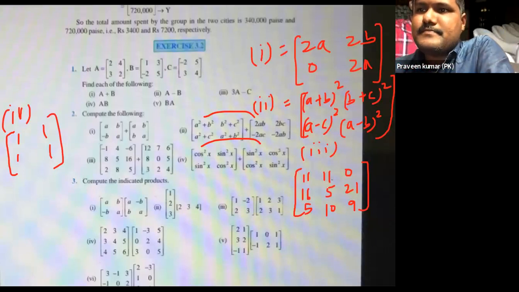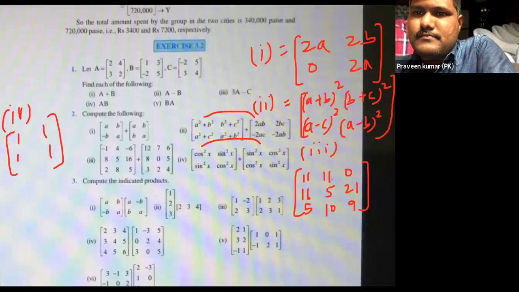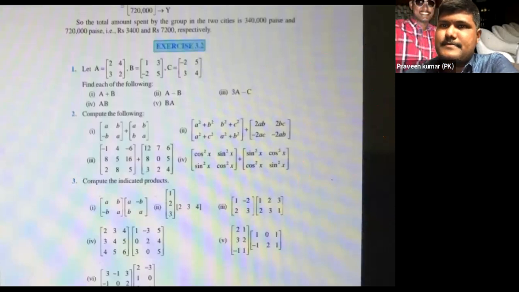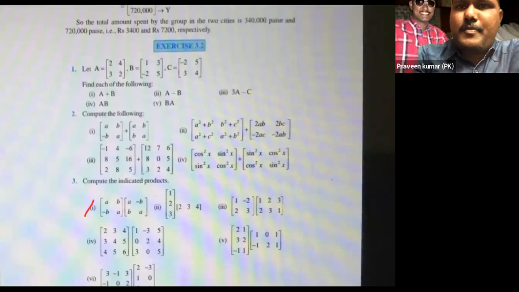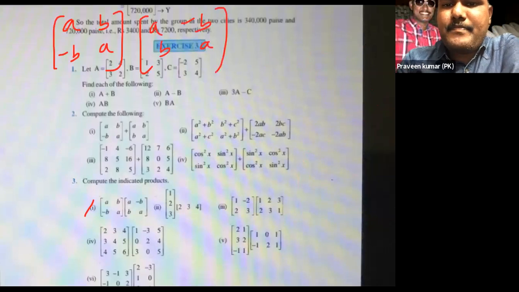Next one. Can I move to the third question? Now multiplication. Compute the indicated products. First question. You can copy here again. AB minus BA, into A minus B, BA. How to solve?